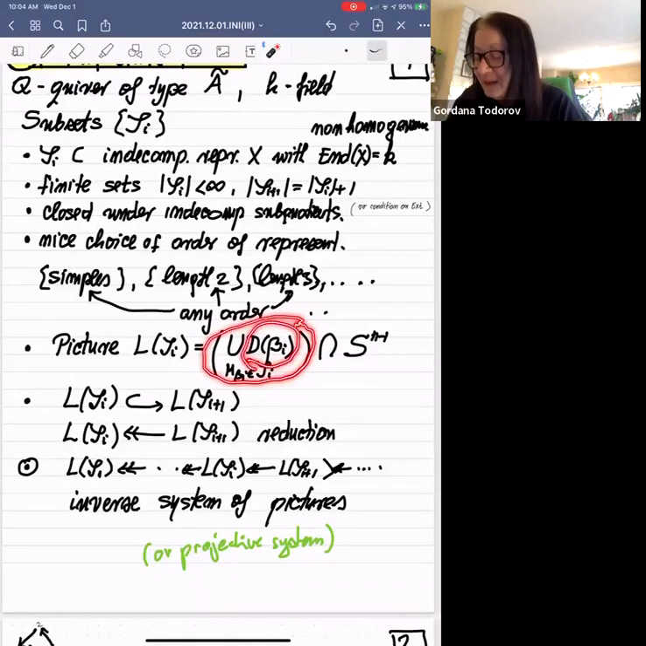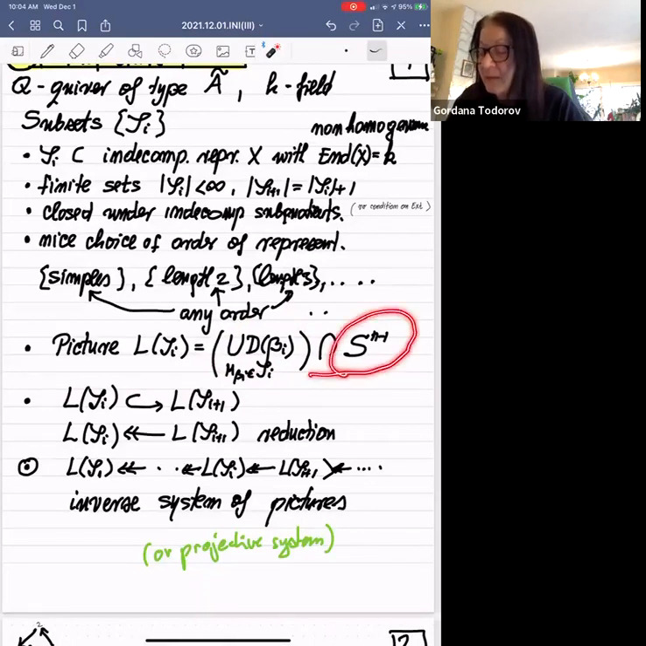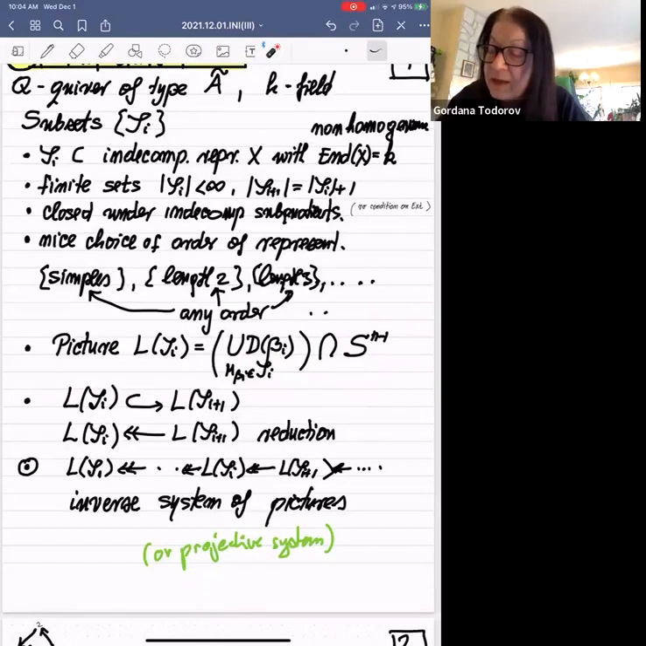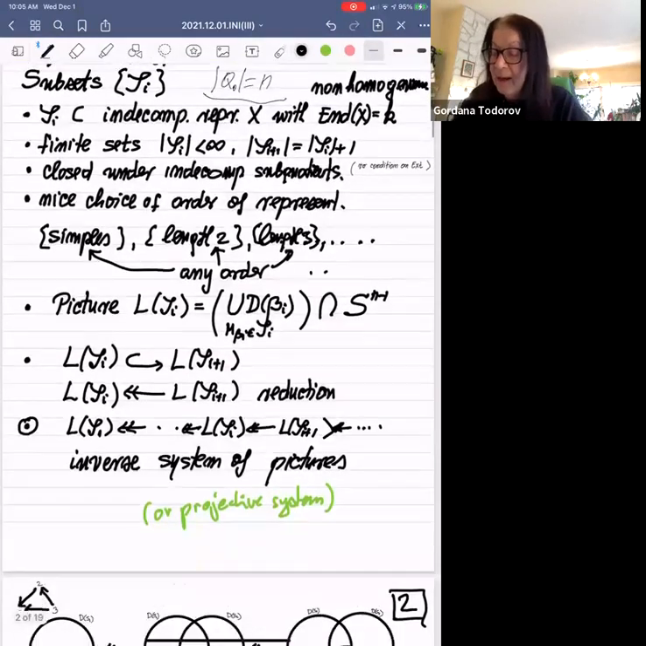You look at the beta_i's for each of the betas here. You take the union of these walls and you intersect with S^{n-1}. n was the number of vertices. So I should have written here that the number of vertices is always n. I always use n to be the number of vertices.